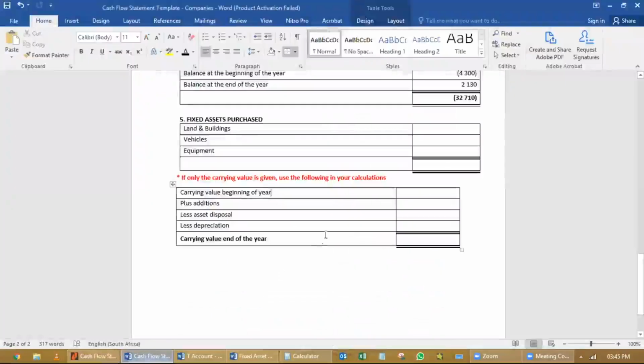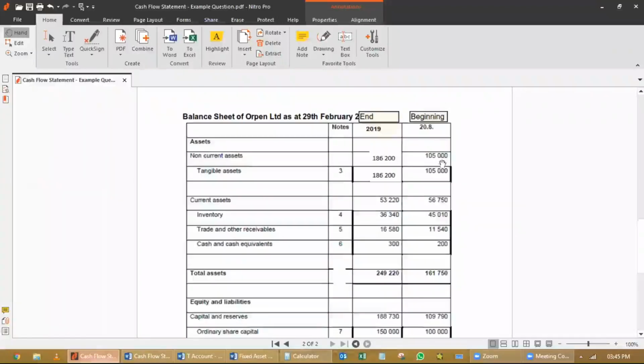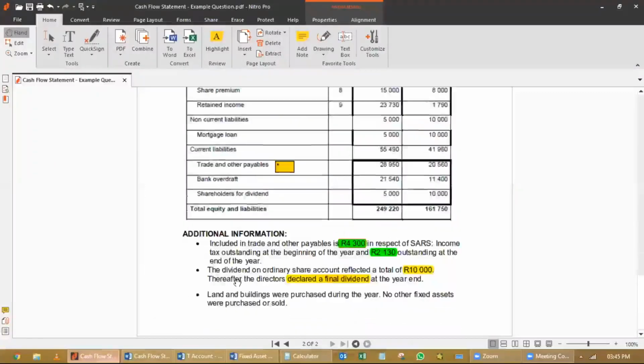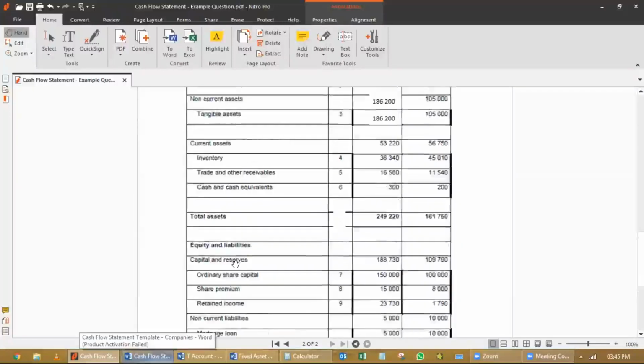So if you look at this note, what is the carrying value of my assets at the beginning of the year? It's 105,000, correct? So let's go here, 105,000. Additions, we don't know. That's the thing that we now need to work out. We don't know how much we purchased those land and buildings for. We didn't purchase any other assets, because they told us no other fixed assets were purchased or sold. So we didn't purchase any other land and buildings, but we don't know how much.